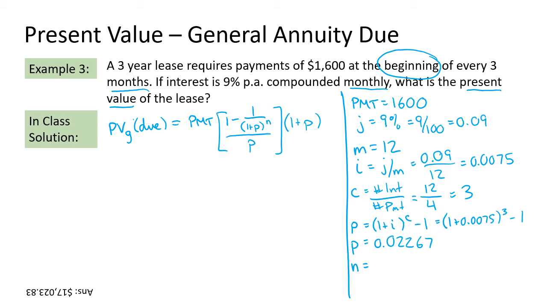Lastly, your value for N. Okay, so it's a 3-year lease. That was given in the question. So it's 3 years, and you're paying quarterly, so you're paying 4 times a year. That means in total, you're going to have 12 payments.